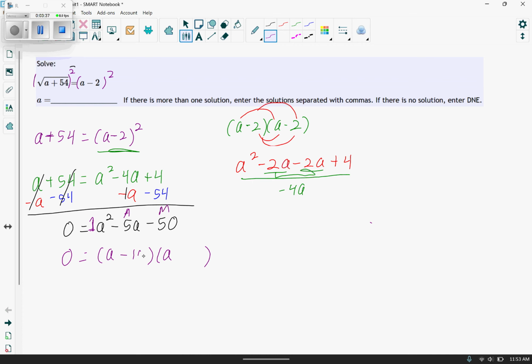And so that's going to be a minus 10 and a plus 5. And the order I put them doesn't matter. I could have put the plus 5 here and the minus 10 back here. But if you were to FOIL this, it's equivalent to what I have here. It's the same thing. I've just manipulated it into a different format.